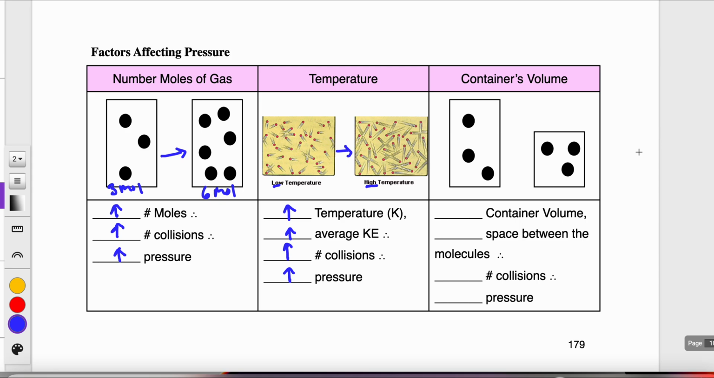And the third factor that we can manipulate in the lab is to change the volume of the container that's holding the gas. So when we go from picture 1 to picture 2, we notice a decrease in the container's volume, which now reduces the space between those particles. So each particle has less room to move around in, which will then increase the number of collisions. And as a result, more collisions, higher pressure value. So pressure is the result of collisions. More collisions, higher pressure.